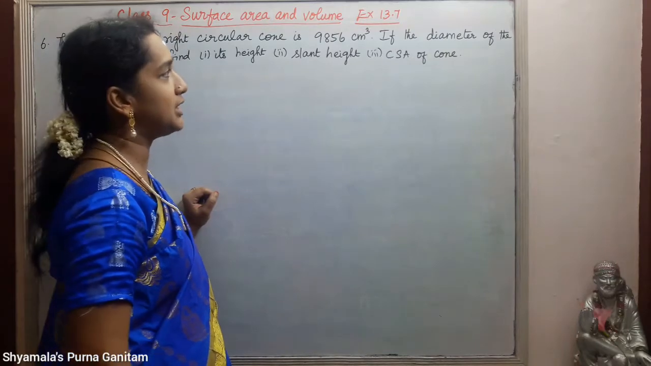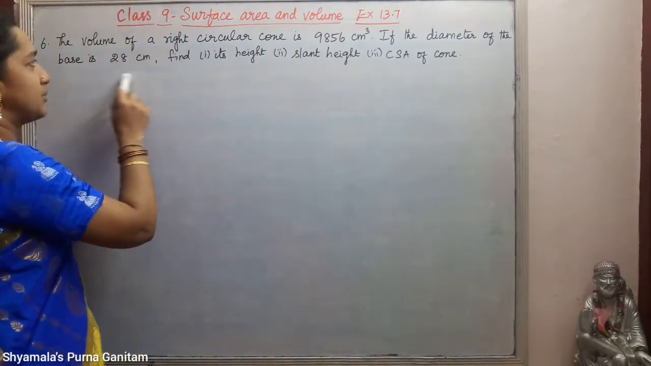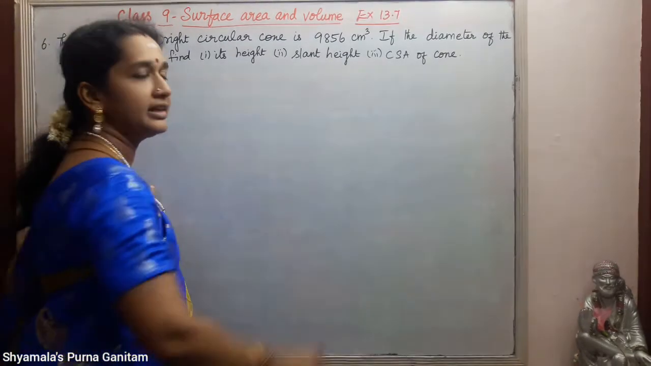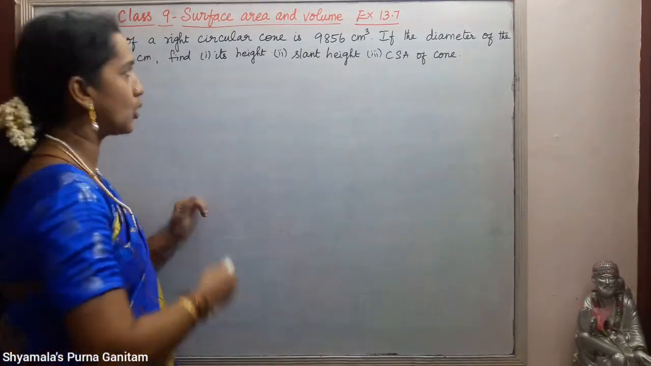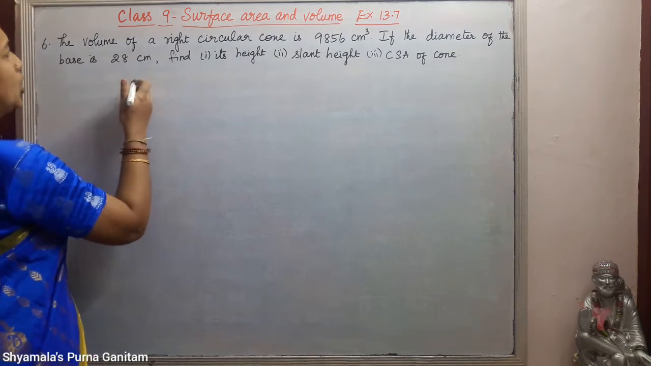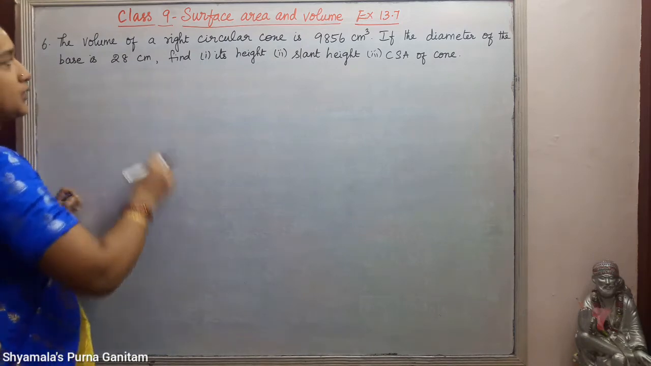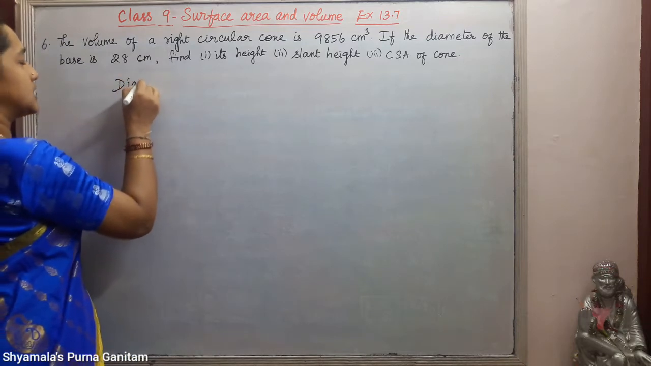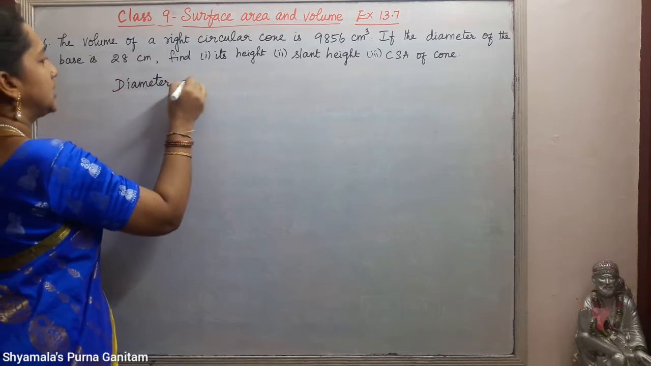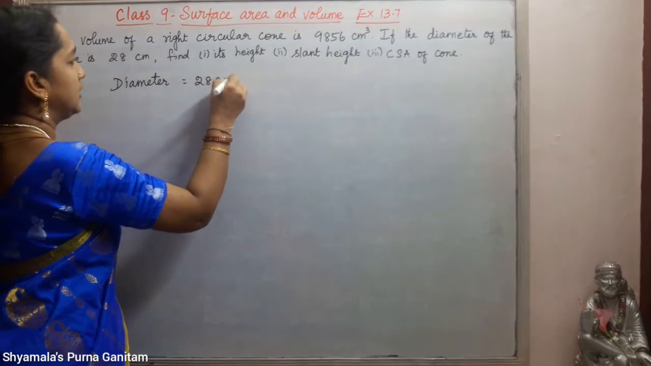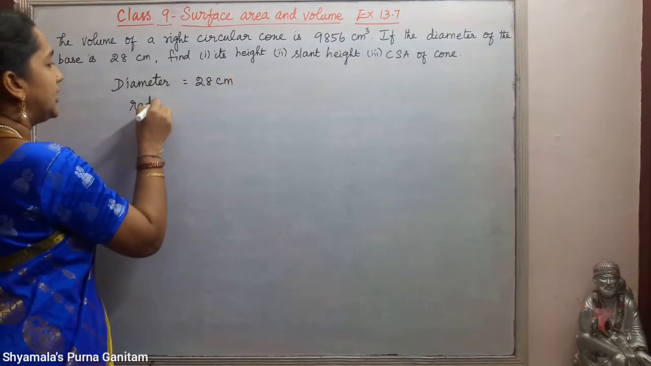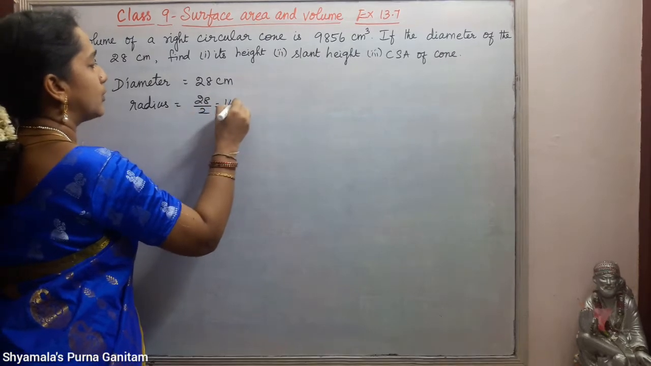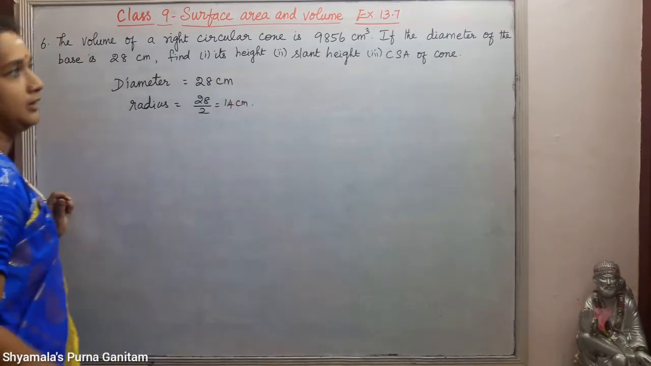Next sum: the volume of a right circular cone is 9856 centimeter cube. If the diameter of the base is 28 centimeter, find its height, slant height and CSA of the cone. So here volume is given and the diameter of the base is given as 28 centimeter. So radius is equal to 28 by 2, that is equal to 14 centimeter.